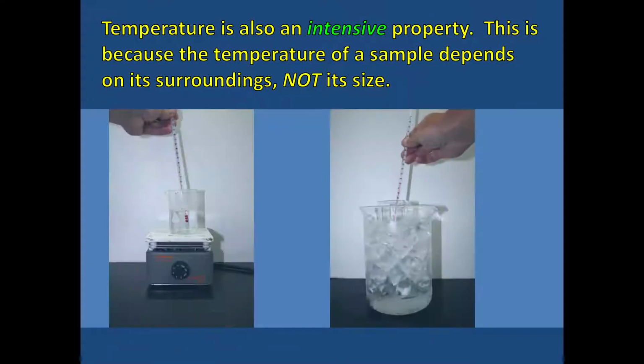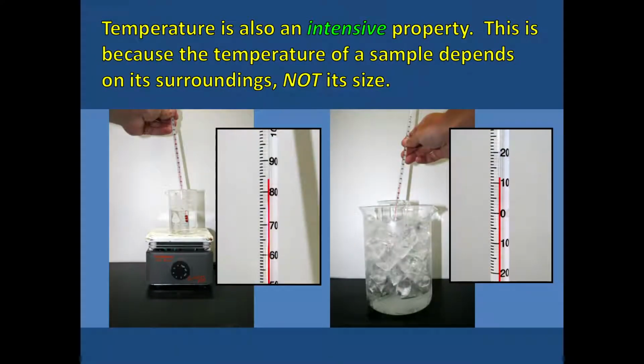Temperature. Temperature is also an intensive property. This is because the temperature of a sample depends on its surroundings, not its size. If you have an object that's at 70 degrees Fahrenheit and you remove some of it, you don't change its temperature.